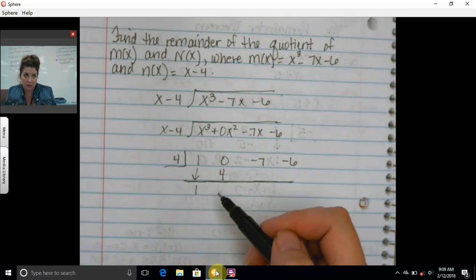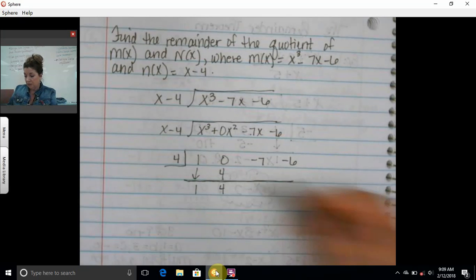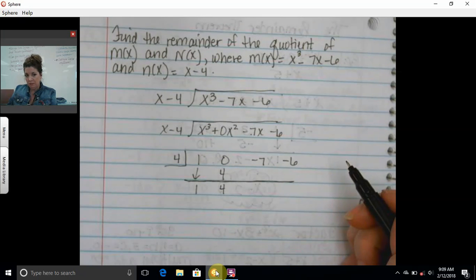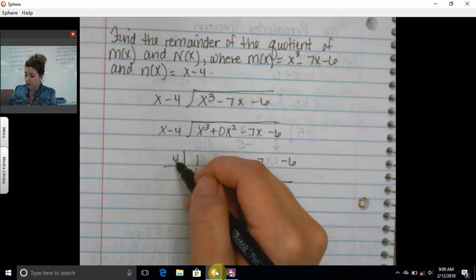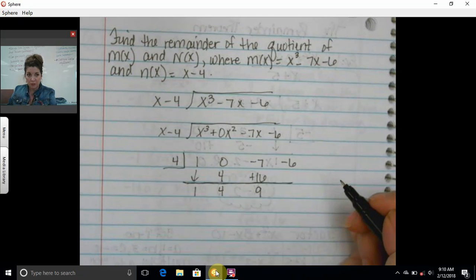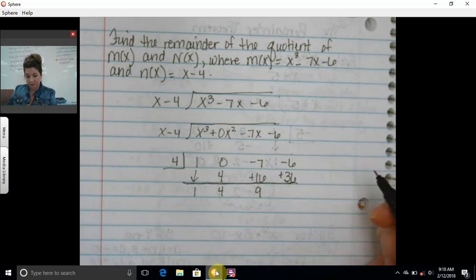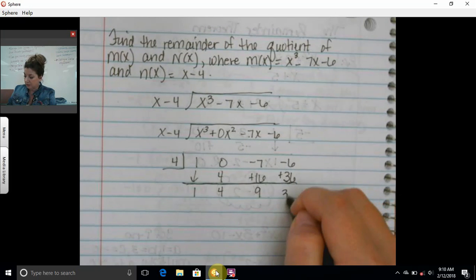Now we add or subtract. It just depends on the signs of the numbers. So we have 0 and a positive 4 make positive 4. Then what? Multiply again. 4 times 4 is a positive 16. And what's a negative 7 plus 16? Positive 9. Now we multiply again. 9 times 4 is positive 36. Negative 36, I'm sorry, negative 6 plus 36 is positive 30.